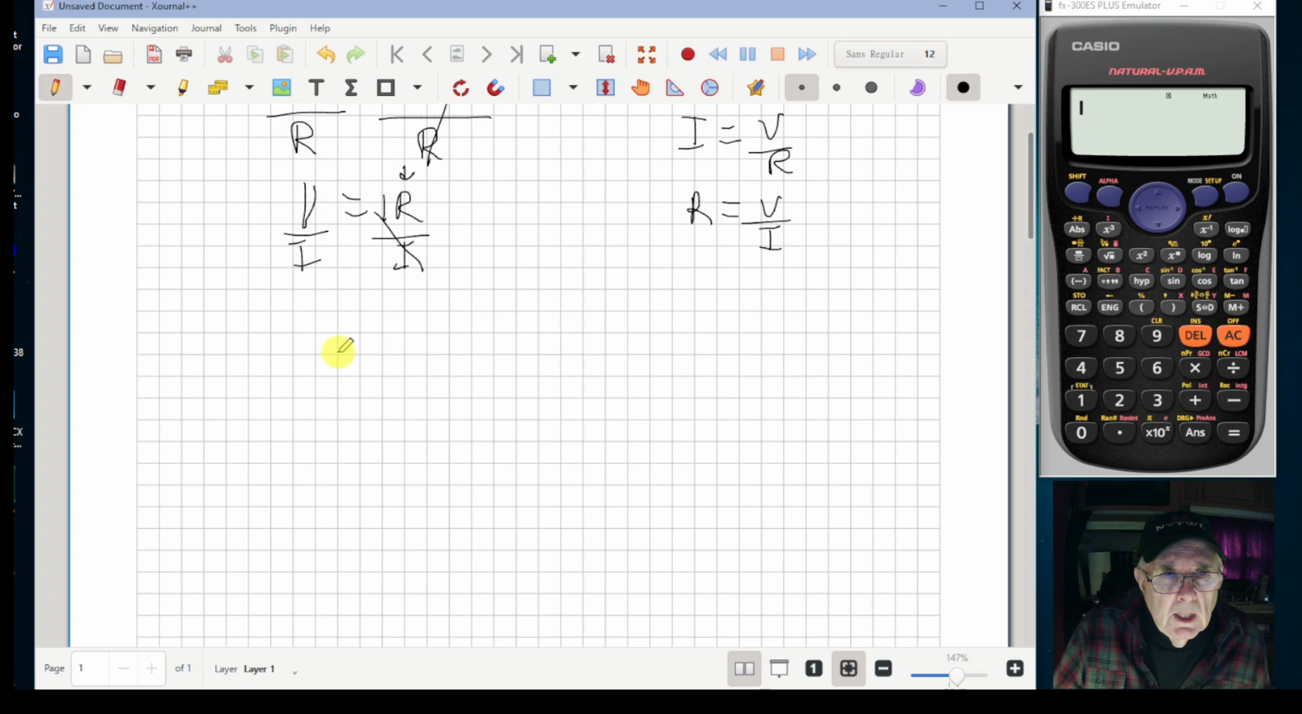Let's move away from electronics and do a geometry one. The perimeter of a rectangle is equal to 2 times the length plus 2 times the width. Now, let's say that I know what the perimeter is, I know what the length is, I don't know what the width is. So this is my variable of interest. What I want is an equation where I can plug in the perimeter and the length, and it will tell me what the width is. So I need to solve this equation for W.